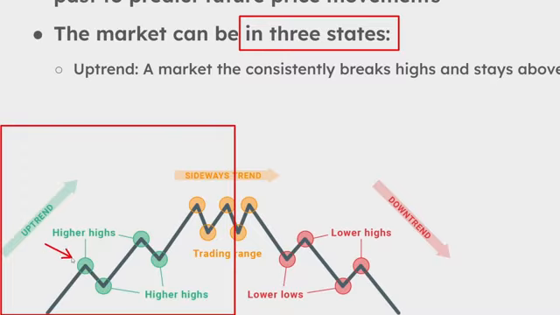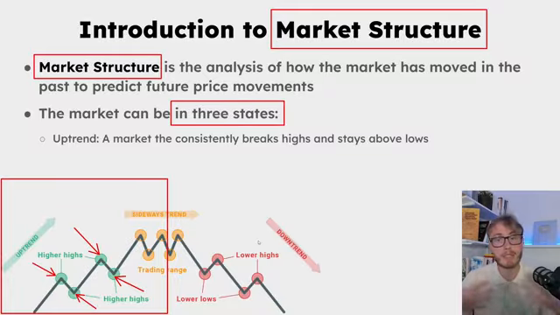You can see that the market here is both printing consecutive higher highs while at the same time printing consecutive higher lows. As long as the market keeps on printing higher highs and higher lows, we are in an uptrend. And very soon we will dive deeper into analyzing uptrends. But so far, this is all you need to know.